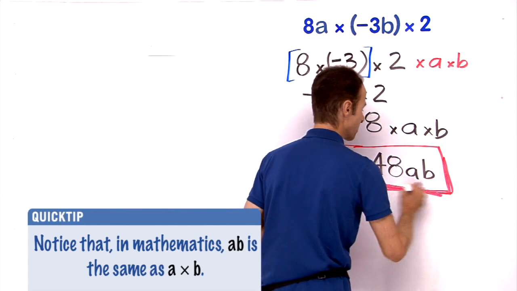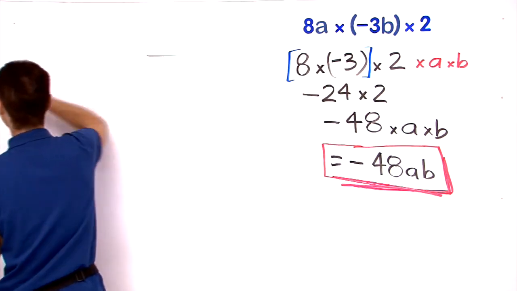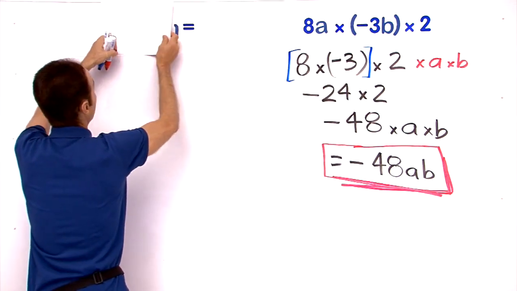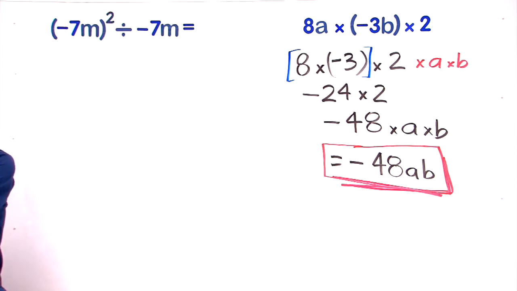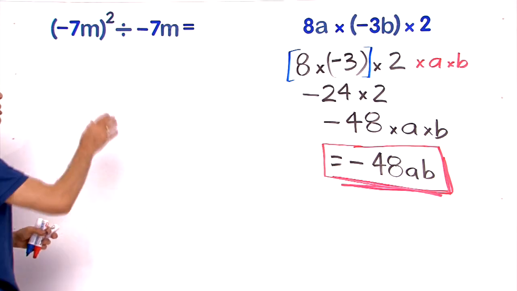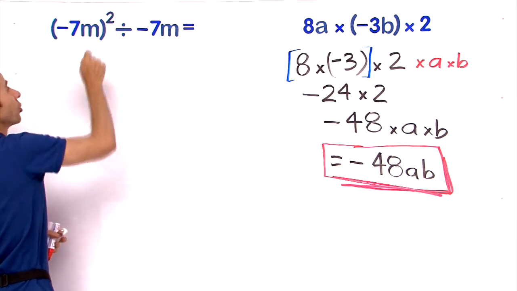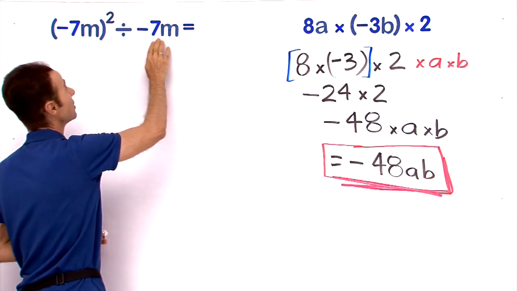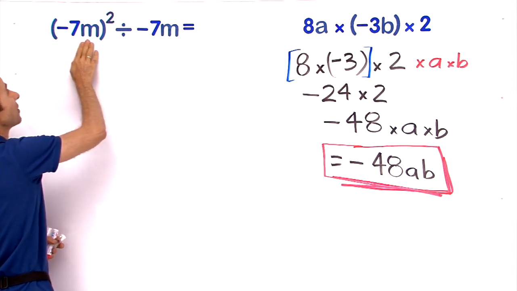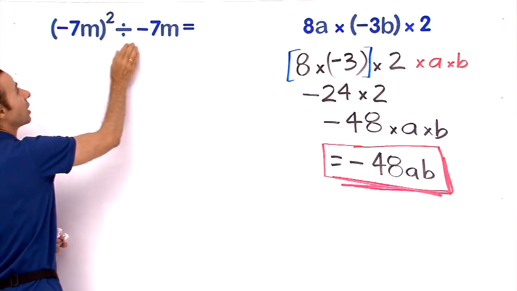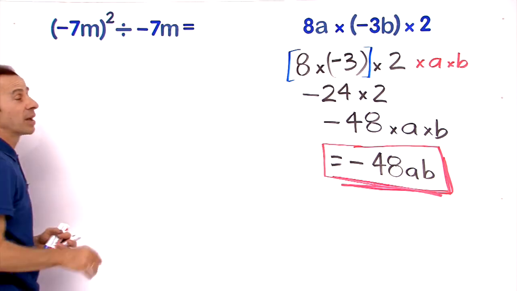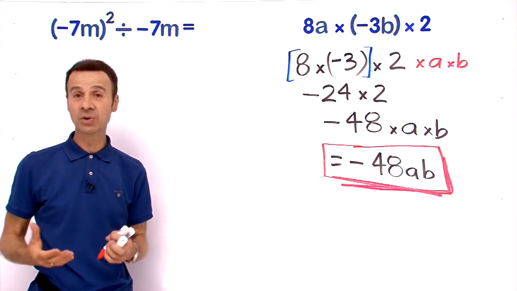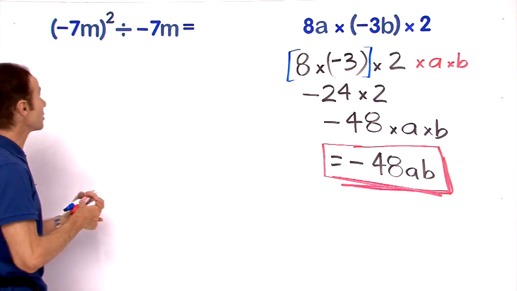Okay, let's try another expression. We're going to simplify this next one. So what do we have here? This one, we're dividing, and we're working with exponent powers, as you can see. What's the first thing we can do here? Well, we've got negative 7m all squared divided by negative 7m. The first thing we want to do is work with this squared here. Since it's to the power of 2, we can write it out twice. So let's go ahead and do that.